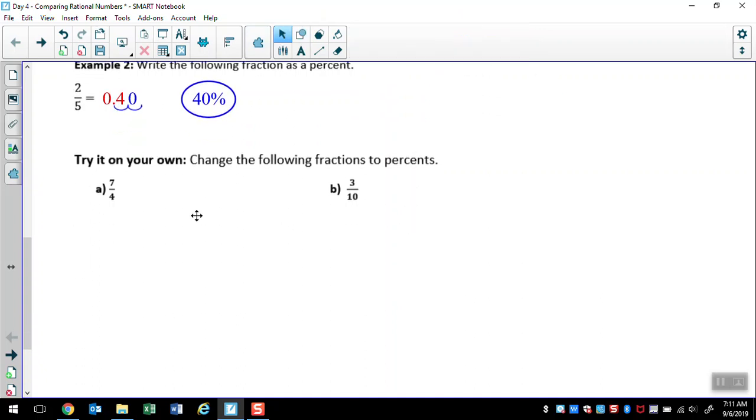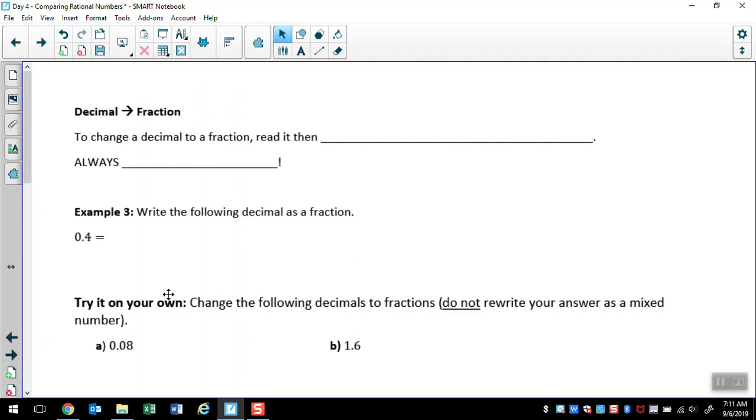Alright, so now I want you to do these 2 here. Turn your fractions into percents. First you're going to have to turn them into decimals, and then turn them to percents. Go ahead and pause the video now. Okay. Let's go to the next page.